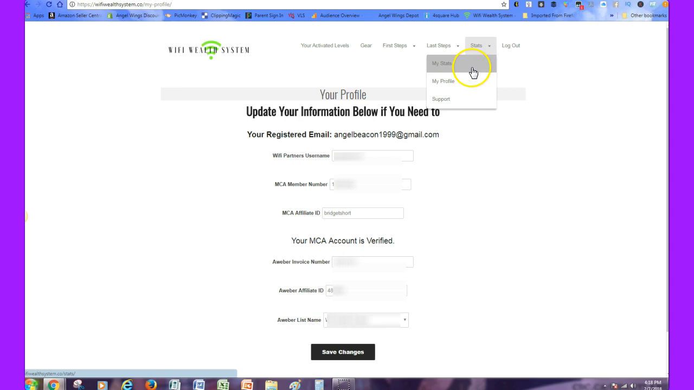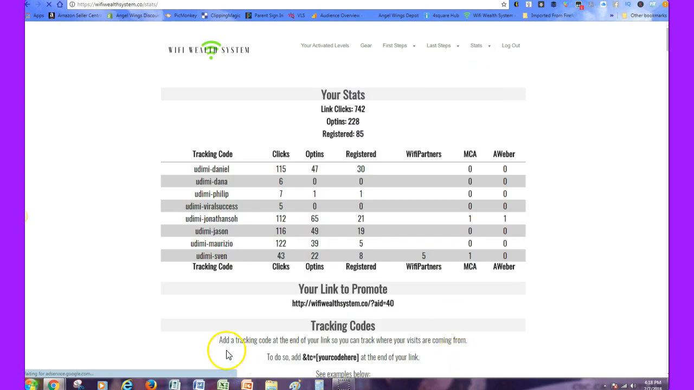Here are my stats for just some of the campaigns that I have run already. Right now I am running this bottom one, as you can see, and I have gotten 5 of the Wi-Fi partner sales signups and 1 MCA sale. That's what this system is showing, along with 8 that have registered for our system, the new Wi-Fi wealth system. And I've had 22 opt-ins out of those 43 clicks just today.